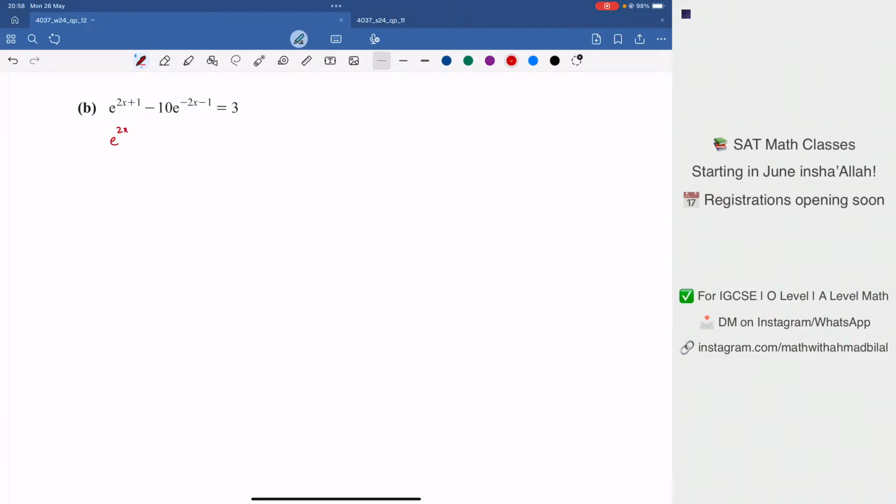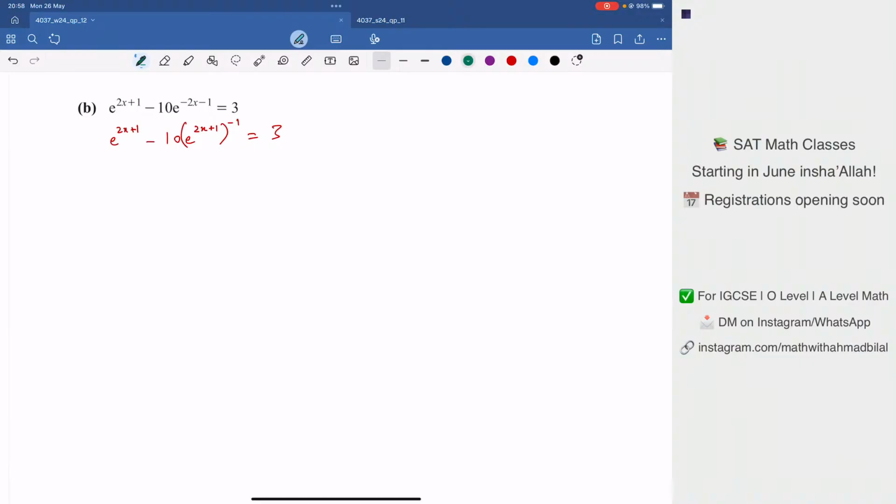We can say this is e raised to power 2x plus 1 minus 10 e raised to power... I could do something like this. I could take this minus common and write it as 2x plus 1 whole raised to power minus 1, like this, right? So now I've got e raised to power 2x plus 1 here and e raised to power 2x plus 1 here. Both of them are the same. And this is where we can use a substitution now.